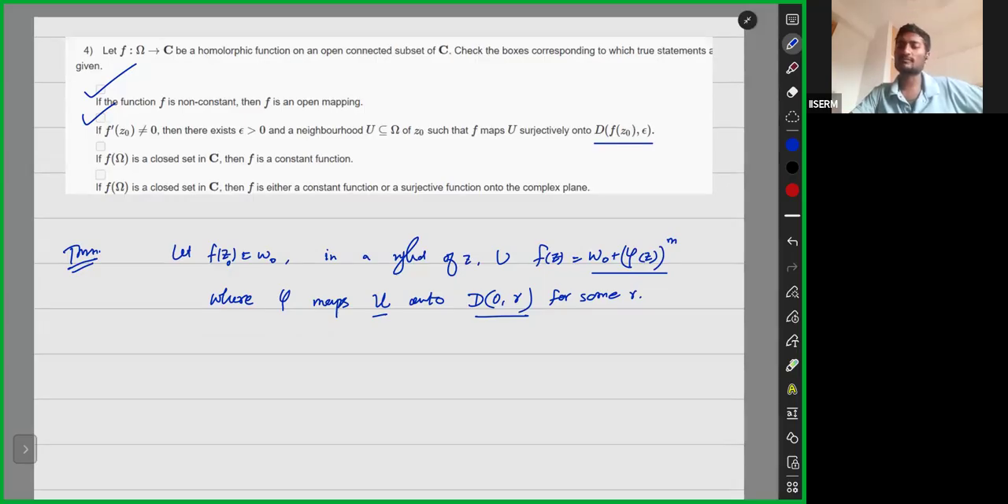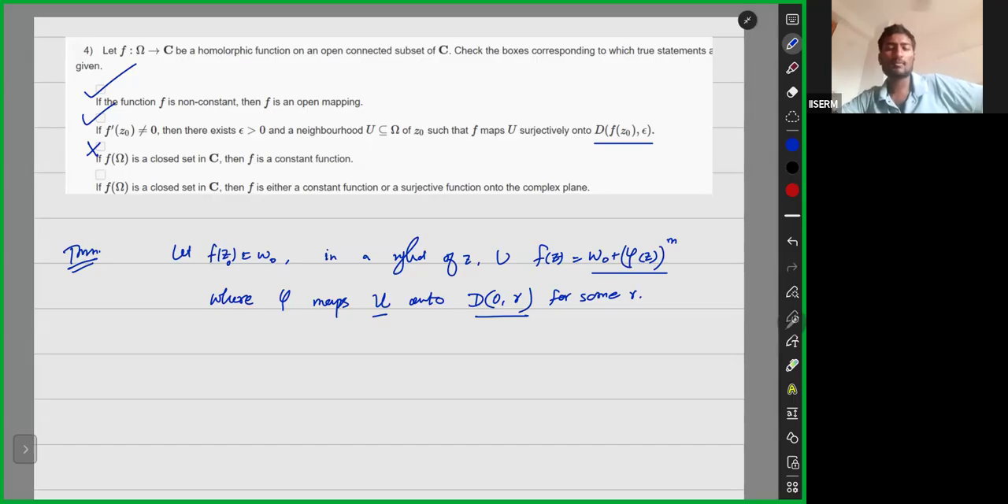It's probed in the classroom. Okay. Now coming to the third part. F of omega is a closed set in C. Then f is a constant function. What happens if omega is all of C? It is the complex plane, and f is the identity function. F is not constant. Still, the image is the whole of C, and C is closed because its complement is the empty set, and the empty set is an open set. So this is incorrect.